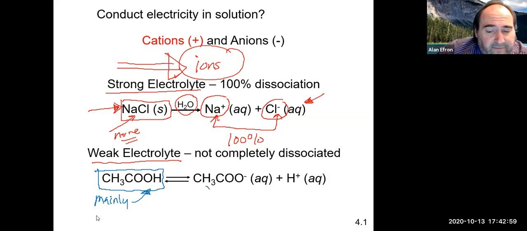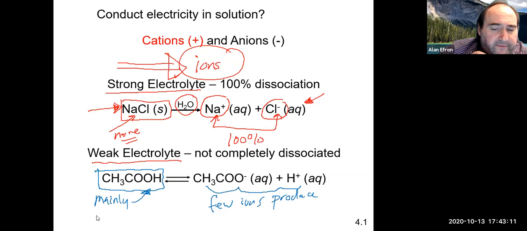But some of it will break apart, so it will produce a few of these ions that are floating around. And because it does produce a few of these ions, as we saw in that light bulb example, it's able to turn on the light bulb, but it's a lot dimmer than our strong electrolyte, which was very, very bright. And you have both of those things in solution.